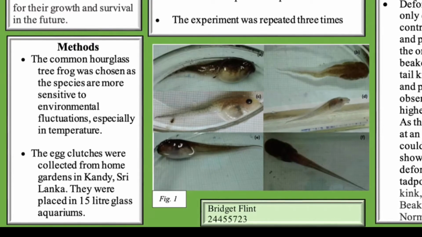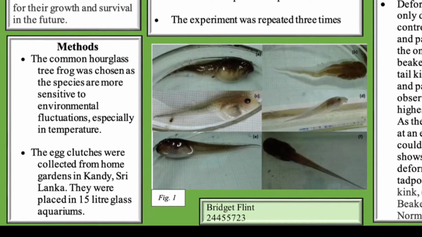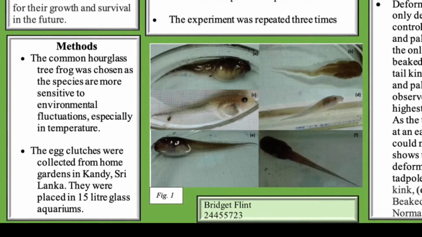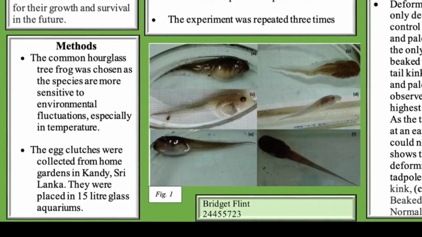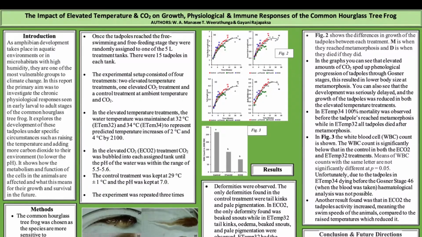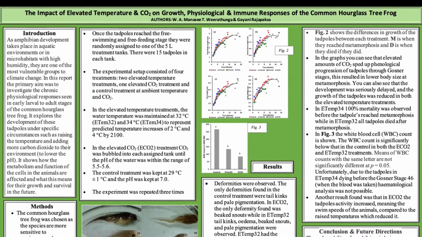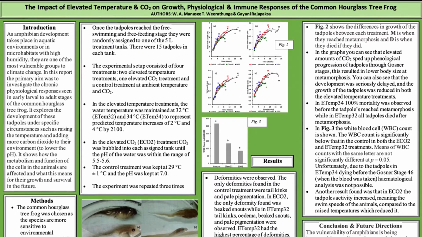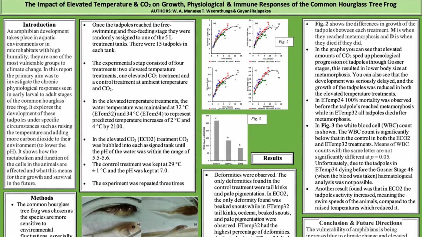The methods used. The common hourglass tree frog was chosen as the species are more sensitive to environmental fluctuations, especially in temperature. The egg clutches were collected from home gardens in Kandy, Sri Lanka. They were placed in 5-litre glass aquariums. Once the tadpoles reached the free swimming and free feeding stage, they were randomly assigned to one of the 5-litre treatment tanks. There were 15 tadpoles in each tank.